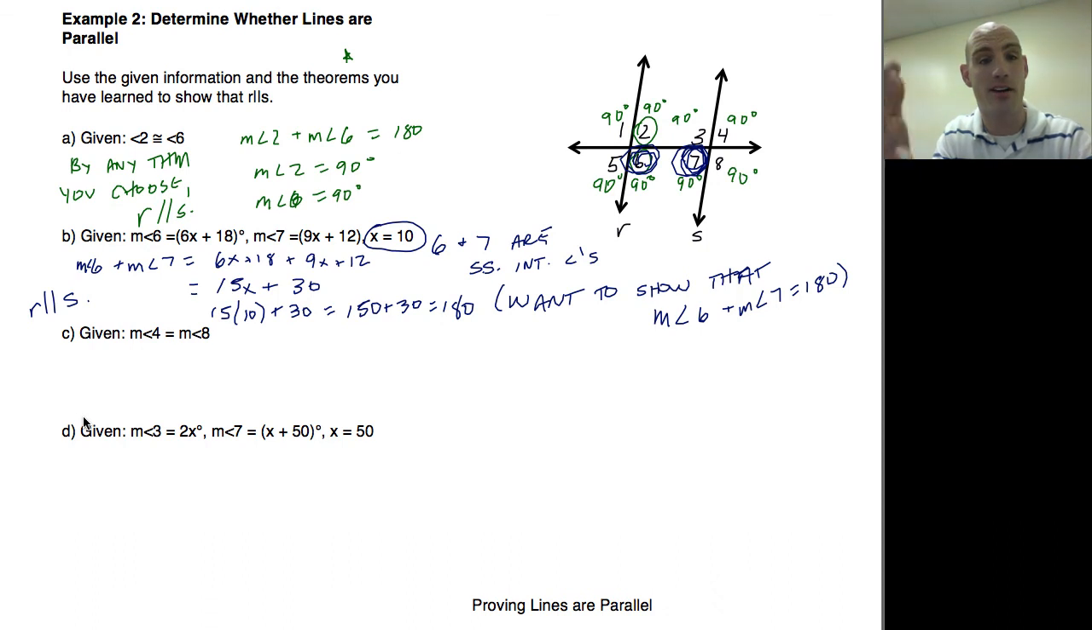That's all I've got for you right now, guys. I want you to try these last two on your own. Notice the relationships. Try to figure out how are they supposed to relate, and then see if they do.